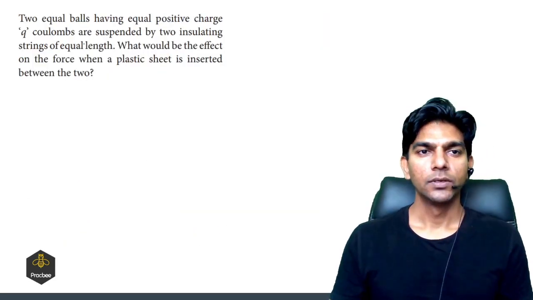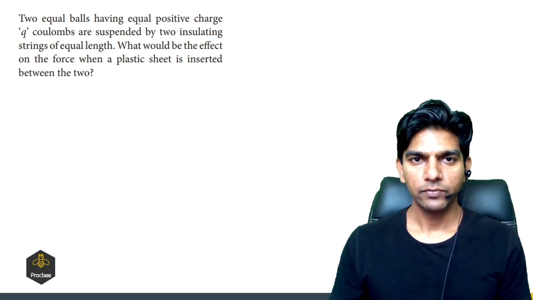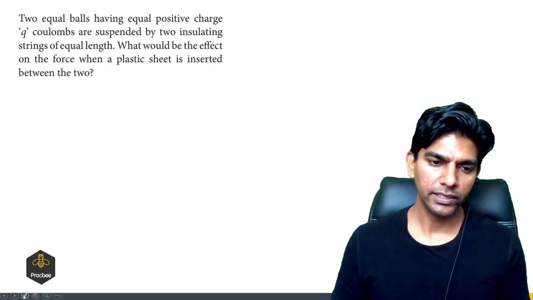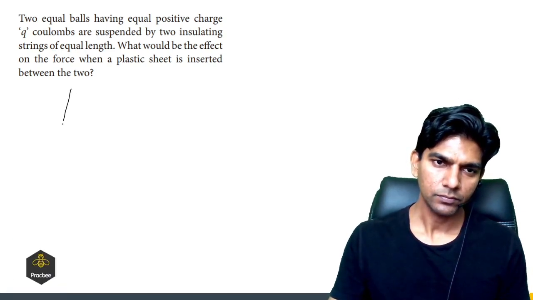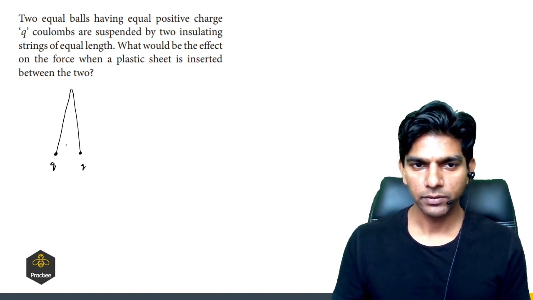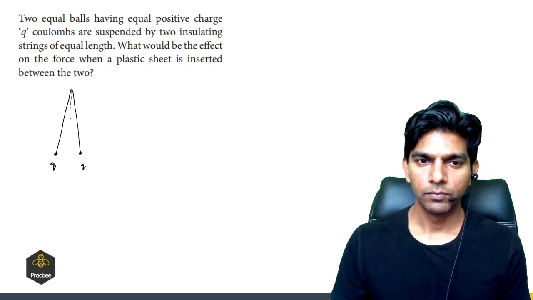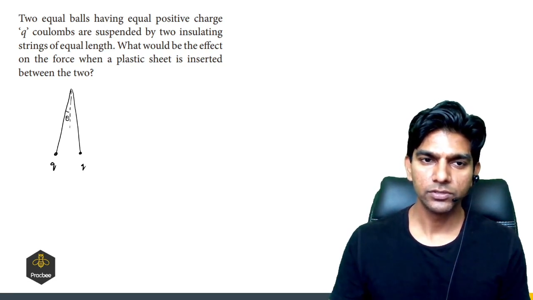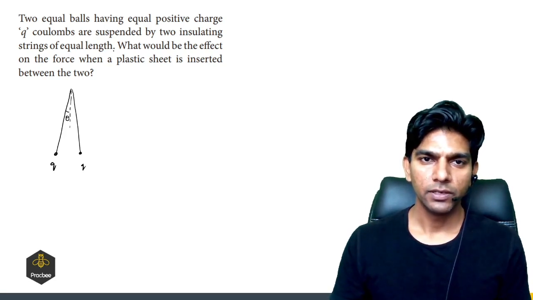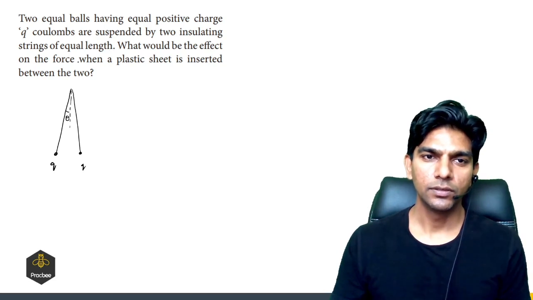Now let us see a question. Two equal balls having equal positive charge Q coulombs are suspended by two insulating strings of equal length. So we have two charged bodies, identical charged balls, both having charge Q. Due to the Coulomb repulsion, they will repel each other, and there will be some angle between the two strings. Let us say both strings make an angle theta with the vertical. What would be the effect on the force when a plastic sheet is inserted between the two?